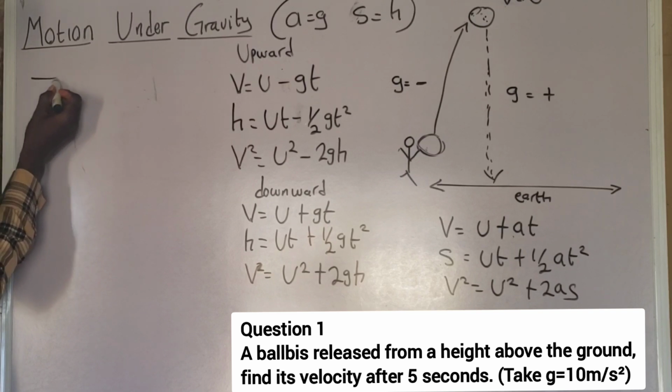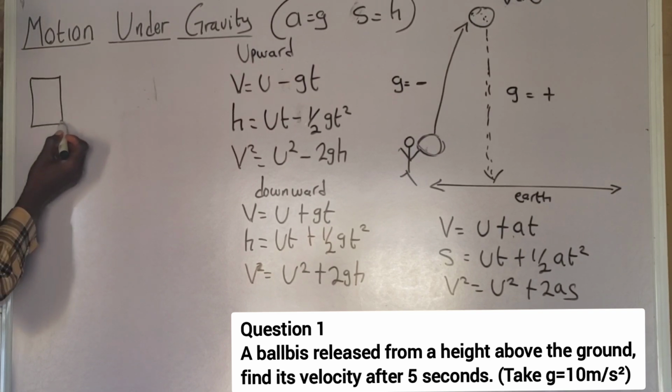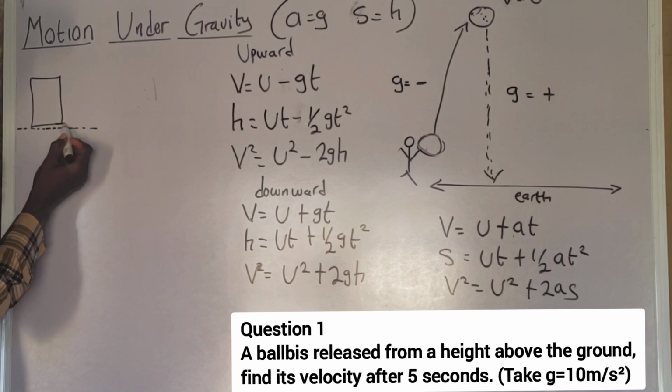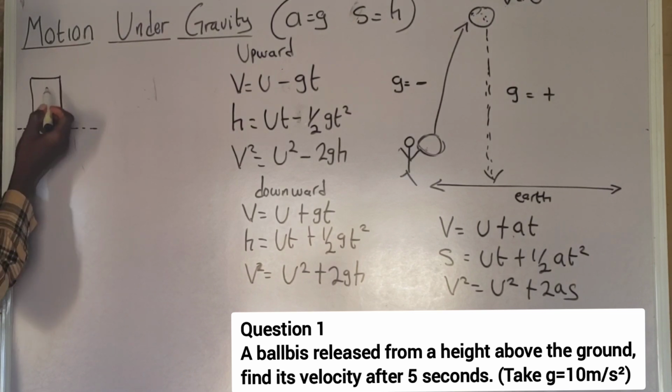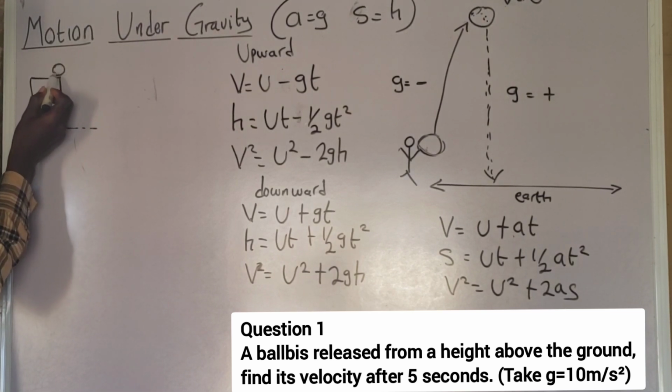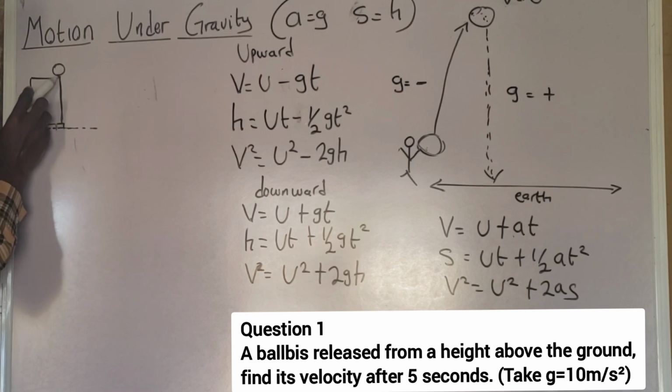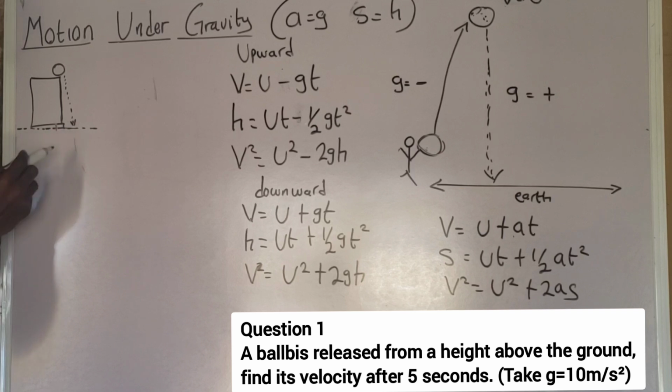Let's say this is the height above the ground. This is the ground level. And this is the height above the ground. Let's say this is the ball. This ball is released from this height.